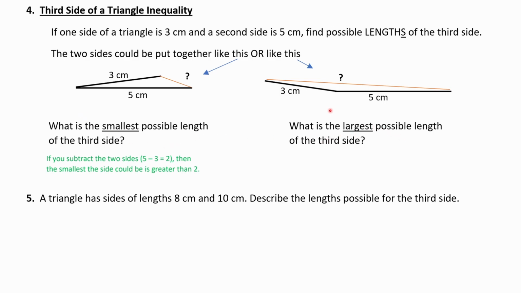And for the largest possible length, instead of subtracting, we will add these two side lengths together. 5 and 3 is 8. So that means the largest side should be less than 8, because if it was all the way to 8, then this would flatten out and I wouldn't have a triangle anymore. And same thing over here, if it was all the way down to 2, then these two sides would collapse in on that length of 5, and I would no longer have a triangle.